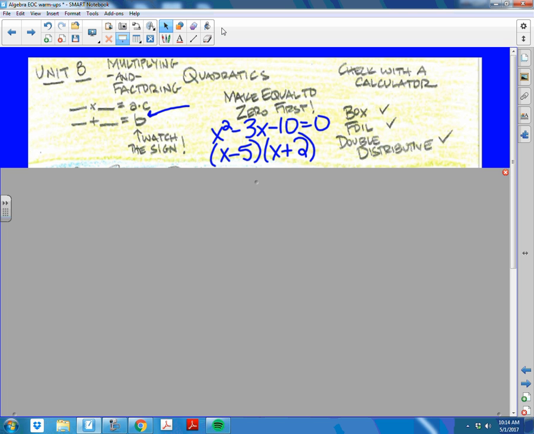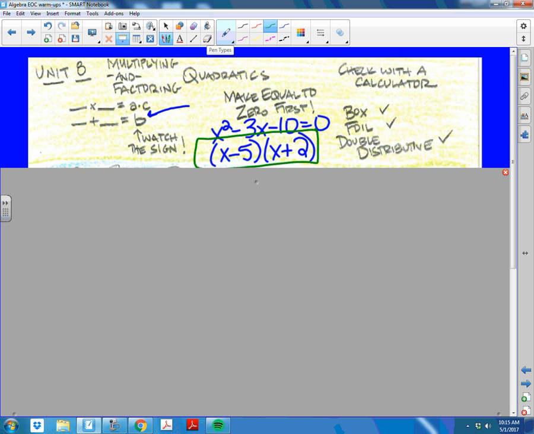A lot of times on an on-level algebra test, they're going to have you find the solutions to a quadratic that you can just find in the calculator without really working. By the way, what would the solutions to this quadratic be? What would the roots be? Positive 5, negative 2? Remember, you set those equal to 0. There's a difference between the factors and the solutions. The factors help you find the solutions. They're not the same. These, guys, these are the factors of the quadratic.